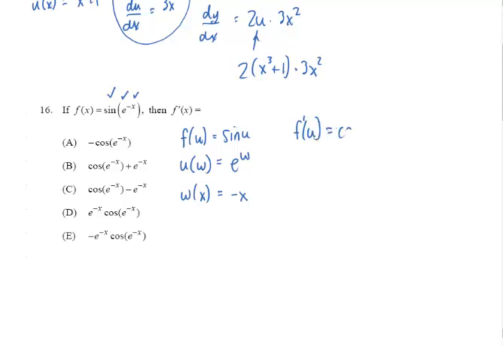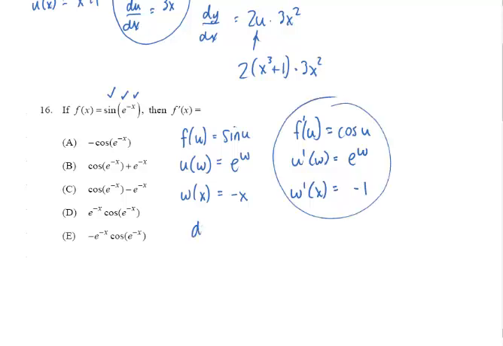So what we do is we take the derivative of f of u. f prime of u is simply cosine of u. u prime with respect to w is equal to e to the w, and w prime of x is equal to negative 1. You multiply these three together, and let me demonstrate the chain rule. We have df/du multiplied by du/dw multiplied by dw/dx, and as you can see, this results in us finding df/dx, where the derivatives are all chained together.